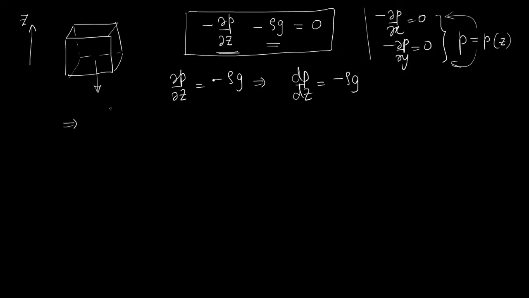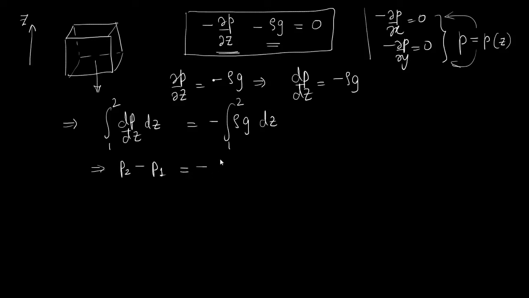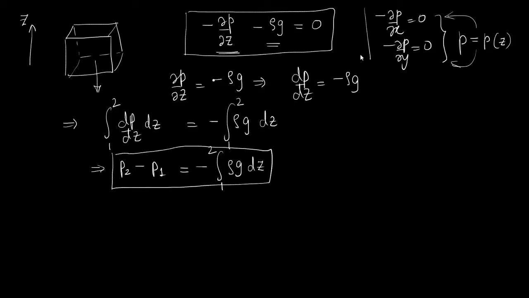So we can integrate from point 1 to 2. dP/dz is equal to minus integration of rho g dz from 1 to 2. The left hand side is simply P2 minus P1, and this will be equal to minus integration of rho g going from 1 to 2 dz. Now if rho times g is constant, then what do we have? P2 minus P1 is equal to minus rho g (z2 minus z1).